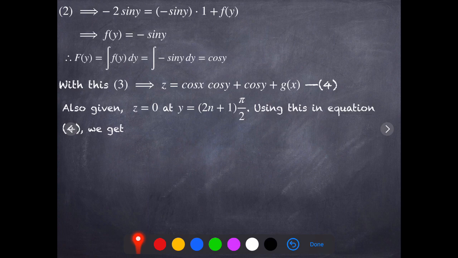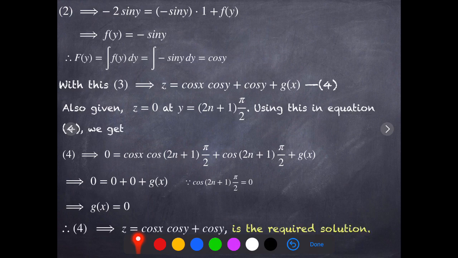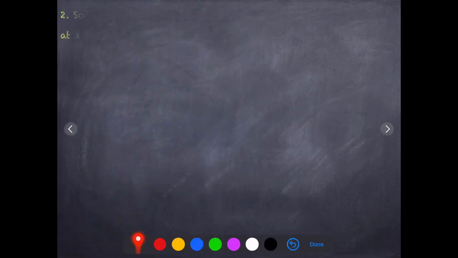Use the other condition, that is z = 0 at y = (2n+1)π/2, to find the value of g(x). We get g(x) = 0, since the value of cos((2n+1)π/2) is 0. That means cos π/2, cos 3π/2, cos 5π/2, all the values are 0; cos of π/2 with an odd number always gives 0 only. Therefore equation number 4 gives z = cos x cos y + cos y, which is your required solution. Now consider the second problem.